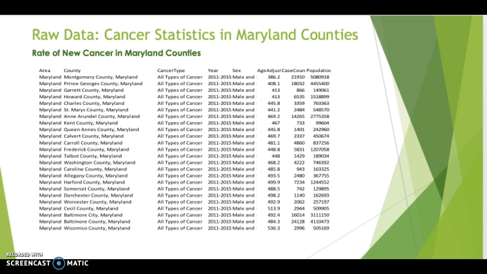The first raw data will look at cancer statistics in Maryland counties. In particular, it looks at all types of cancer, all ages, all races, male and female from the year 2011 to 2015. The data gives information on age-adjusted rates, case counts, and also population for each county in Maryland. You can play with these rates by ascending and descending the order in Excel to help interpret the data better. But overall, by looking at this data, it's a little hard to interpret and it has very little meaning.